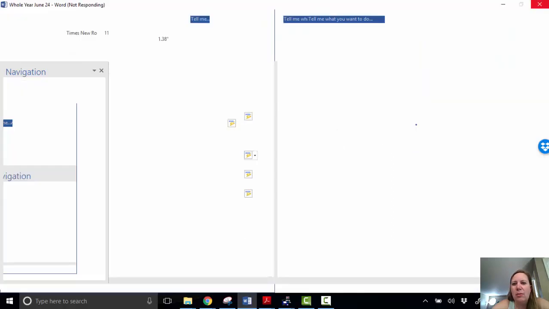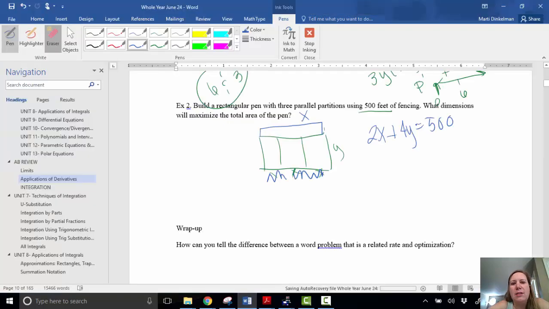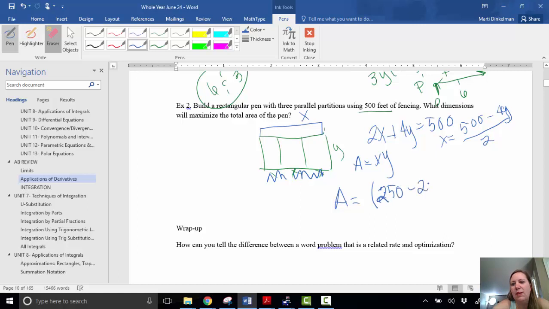Okay, so that's our perimeter, and we want to find the maximum total area. So the area is what we're going to take the derivative of. So we're just going to call that xy. And again, we want to get rid of a variable here. So let's just solve for x, I guess. So it's going to be 500 minus 4y, and we'll divide that by 2. And actually, since they divide nicely by 2, that makes this easier. So instead of an x right here, I'm going to put 250 minus 2y, and then times y.